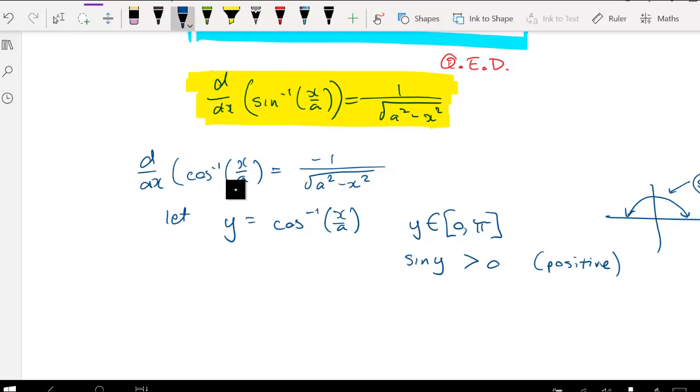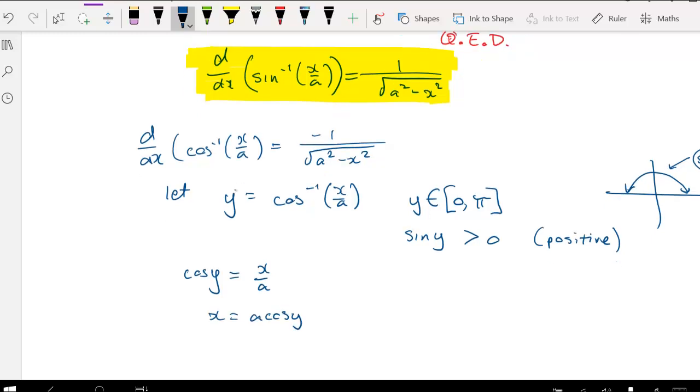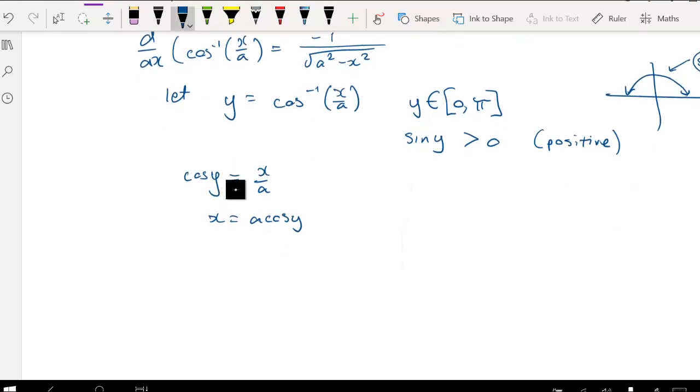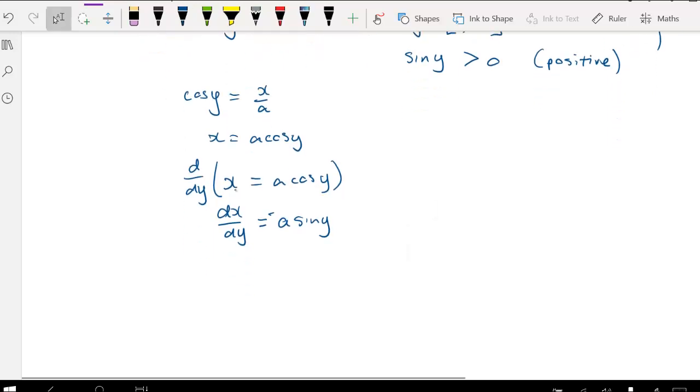Now, we can invert that, and cos y will be equal to x/a, and therefore x is equal to a cos y. When we differentiate x in terms of y, we get dx/dy. The derivative of cos is negative sine, and when we flip this, we get dy/dx is equal to -1/(a sin y).